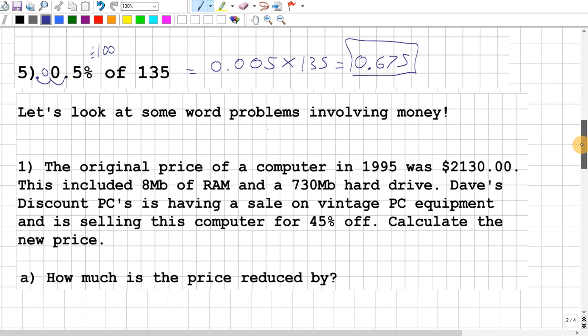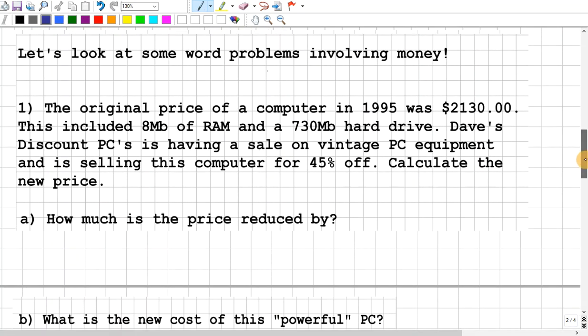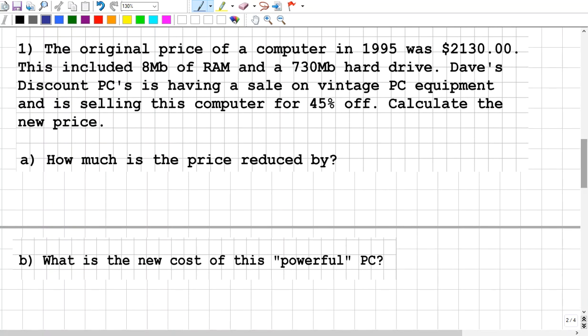Okay, let's look at some problems involving some money. So the first example I have here is about a computer. The original price of a computer, and I checked this, in 1995 was $2,130. So this was not a super high-end computer, but fairly good. Actually, that's a lot of money, especially in 1995. This included 8 megabytes, not gigabytes, 8 megabytes of RAM, and a 730 megabyte hard drive.